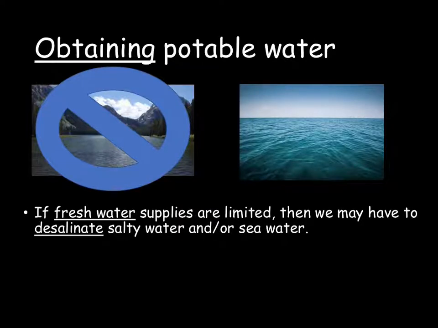However, freshwater supplies can be limited, for example in very hot and dry countries. This means that we might need to use salt water. You can't drink salt water because it is toxic to you. It will make you throw up. In order to make salt water into potable water, we need to desalinate it, to remove the salt.